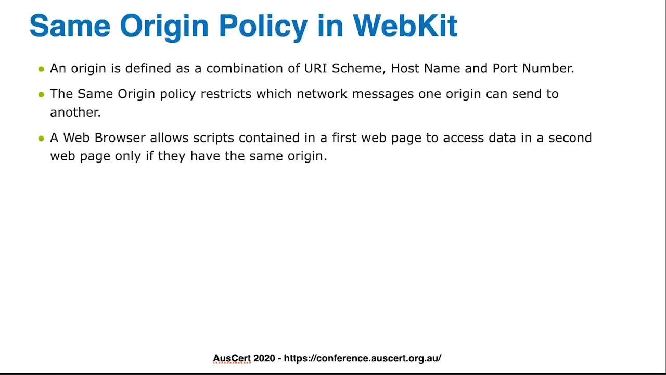the wild. Origin policy. So an origin is defined as a combination of a URL scheme, a host name, and a port number. The same origin policy in a way restricts which network messages one origin can send to another. Think of it as two tabs open in a browser and one tab not being able to access the data from the other tab. And this is what same origin policy is, and it's actually implemented in the browser.